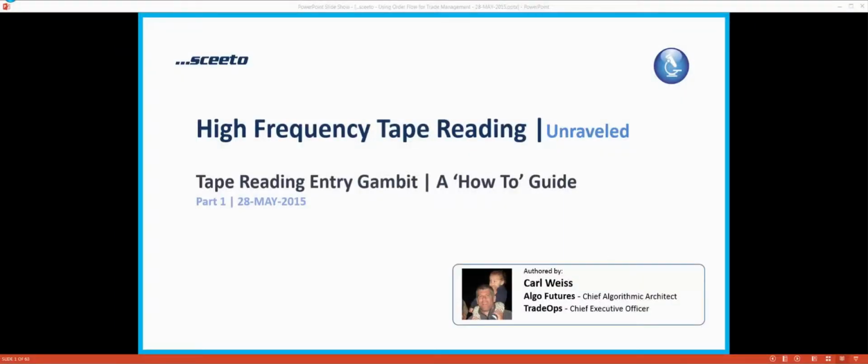Today we're going to go over what we're calling a tape reading entry gambit, and it's a how-to guide. And this is very important. Today's workshop is all about tape reading. We're going to just be tape reading today. We're not going to get through everything, so we'll continue next Thursday.